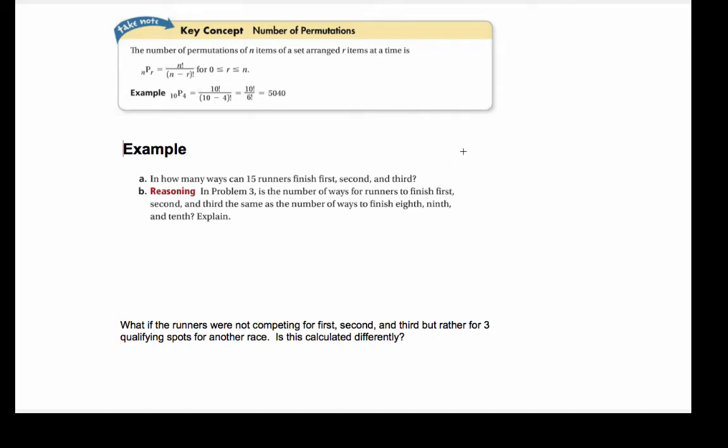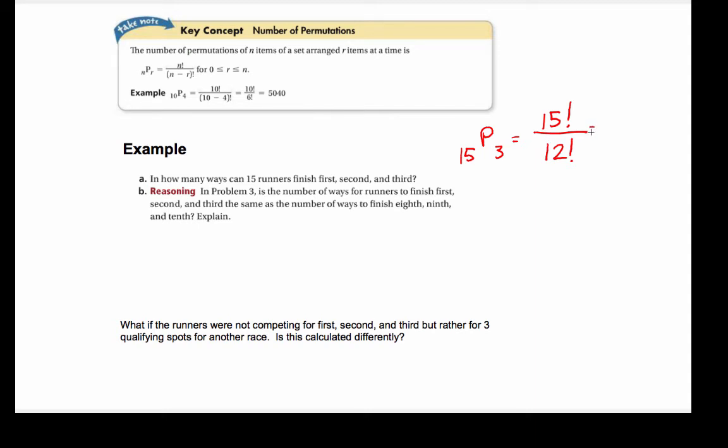So this is a 15 choose 3 permutation. The way that we calculate this is 15 factorial over 15 minus 3, which is 12 factorial. Our calculators can do a lot of this, but we have to be careful. The nice thing about our TI calculators is there are permutation and combination buttons where we just have to tell it what n is and what r is, and they will calculate this for us.